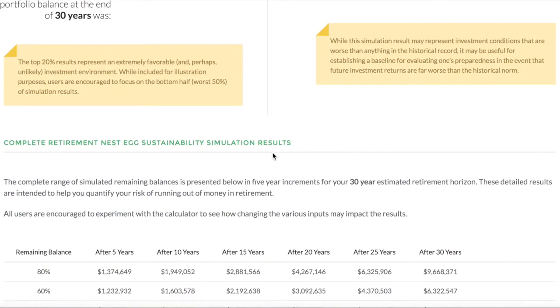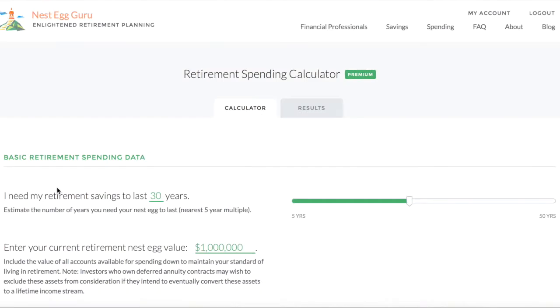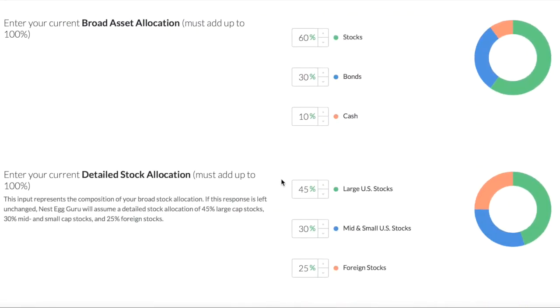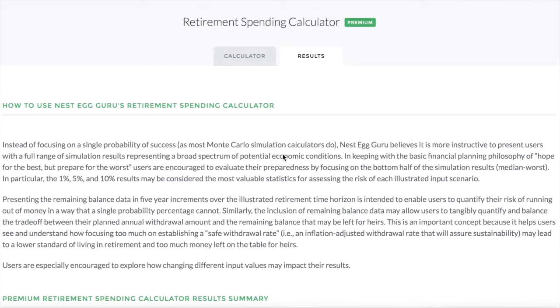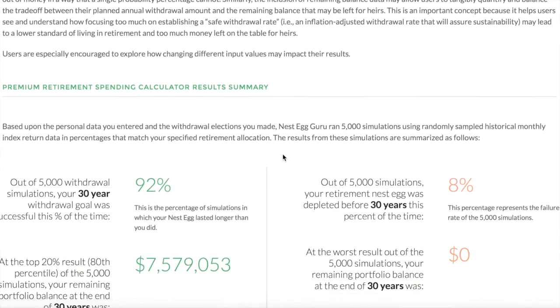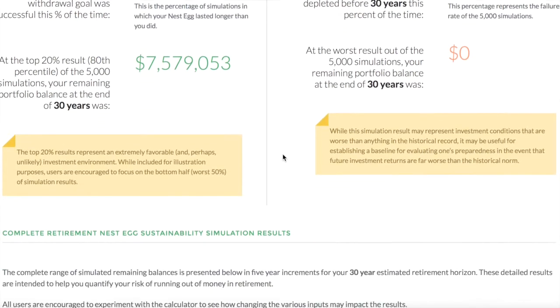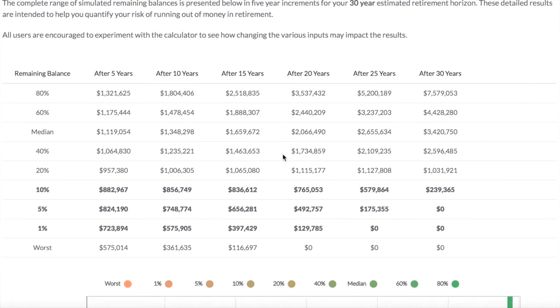Now let's see what happens if we hold all of our other inputs constant, but we increase our initial withdrawal amount from $35,000 to $45,000. This change represents almost 30% more income at retirement. As you can see, the $10,000 increase in the initial withdrawal amount leads to a higher number of simulations failing within the 30-year period. Specifically, in 8% of the simulations, the nest egg was depleted in less than 30 years. However, when we scroll down to the remaining balance data, we see that more than 95% of the simulations still produced a remaining balance at the end of the 25 years.